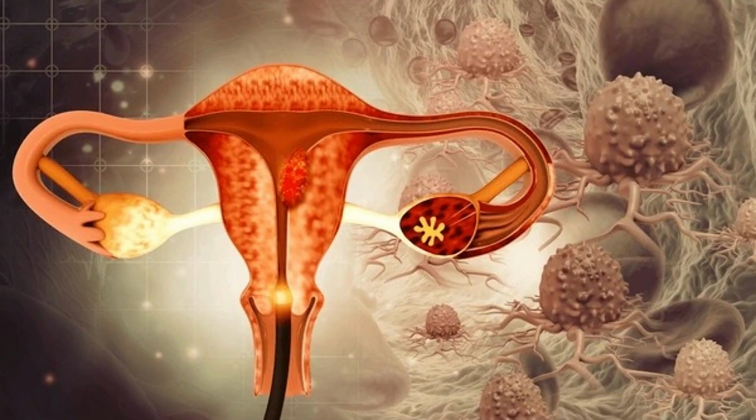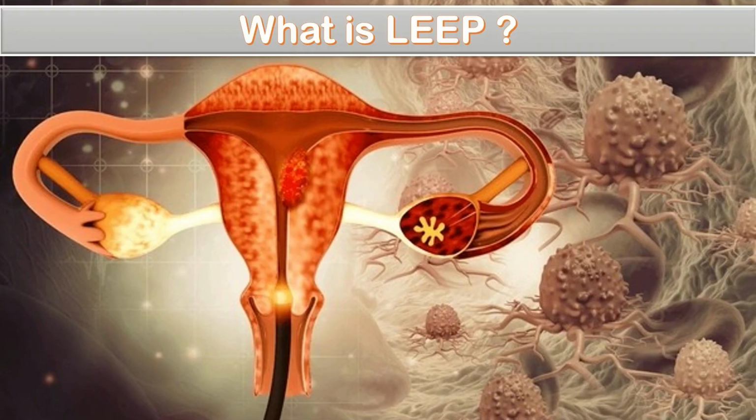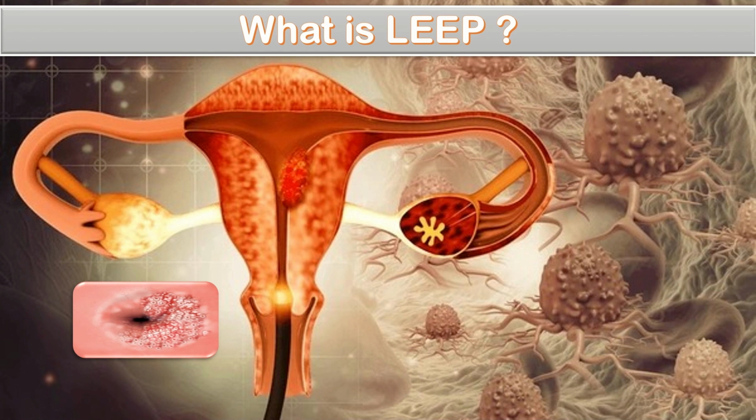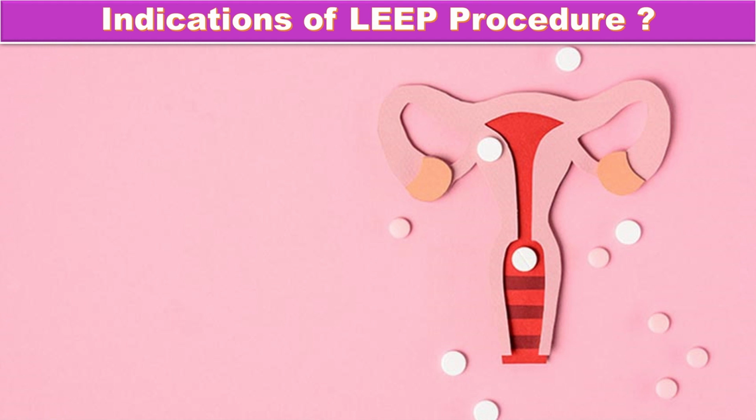What is LEEP? It is a procedure which uses a wire loop heated by electric current to remove the cells and tissues of the genital tract. It is used as a part of diagnosis and treatment of the abnormal or cancerous conditions of the female genital tract. What are the indications of LEEP?